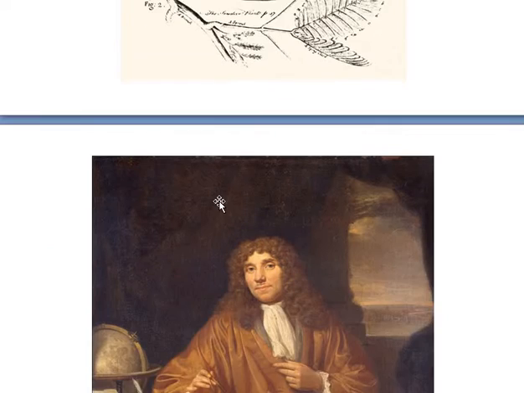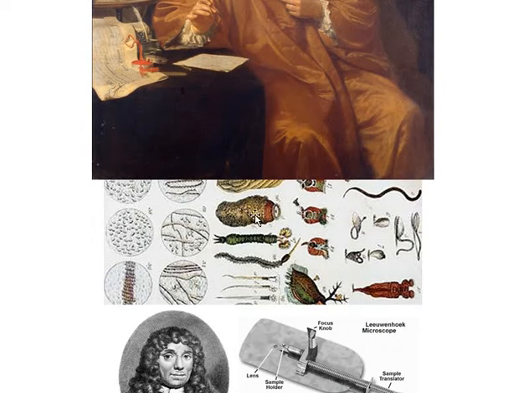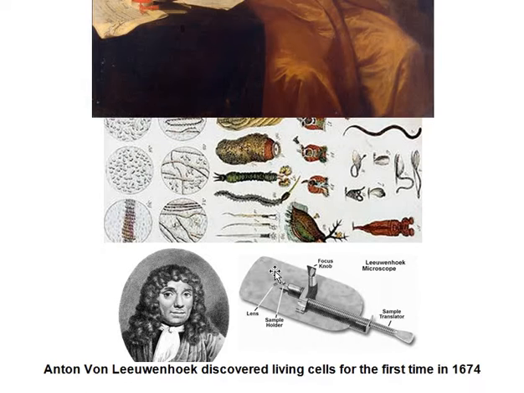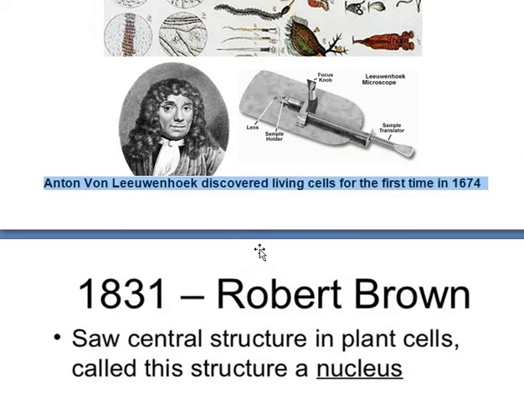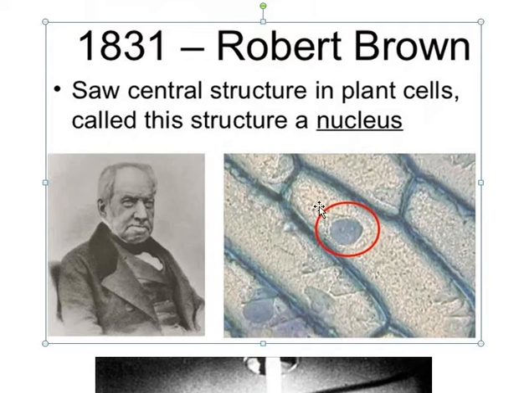But there was another scientist, Anton von Leeuwenhoek, who actually discovered the living cell. He studied the pond water under his microscope, and in 1674 he was able to identify the living cell. So Anton von Leeuwenhoek was the first person who actually discovered the living cells, and Robert Hooke discovered the dead cells in 1665. Then in 1831 Robert Brown discovered the nucleus.